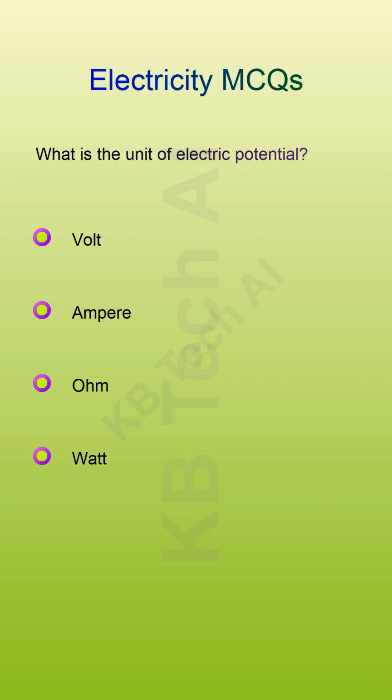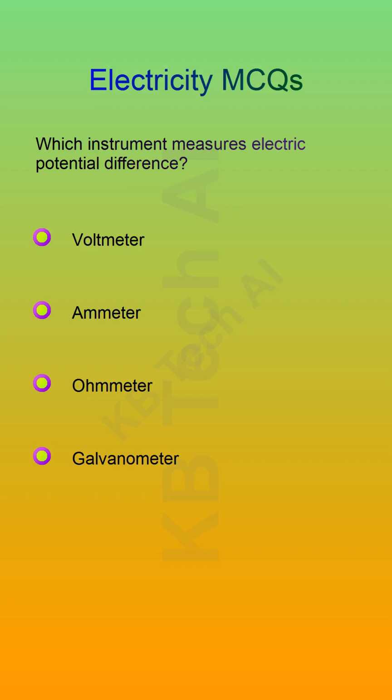What is the unit of electric potential? Option 1, volt, option 2, ampere, option 3, ohm, option 4, watt. The answer is, option 1, volt. Which instrument measures electric potential difference? Option 1, voltmeter, option 2, ammeter, option 3, ohmmeter, option 4, galvanometer. The answer is, option 1, voltmeter.